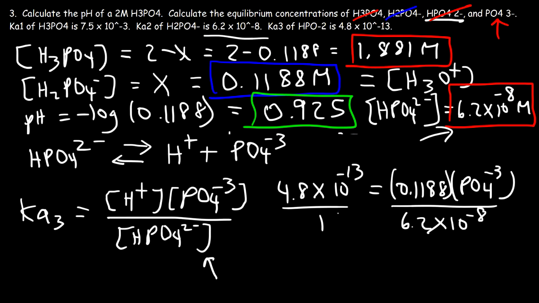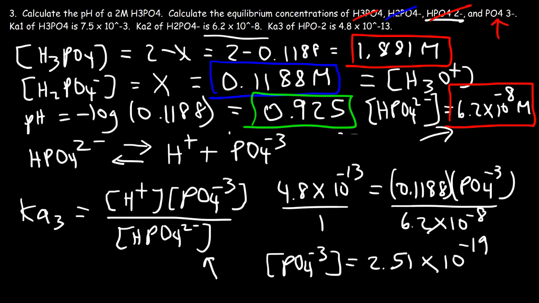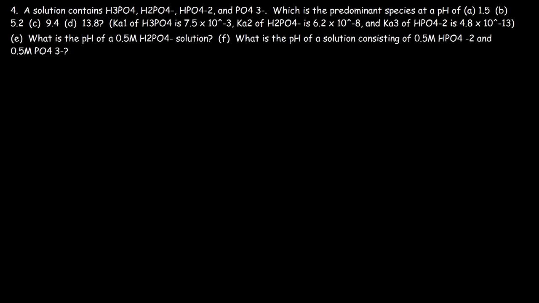So it's going to be 4.8 times 10 to the negative 13 multiplied by 6.2 times 10 to the negative 8, and then divided by 0.1188. So the phosphate concentration in this example is 2.51 times 10 to the negative 19. And so that's it for this problem.